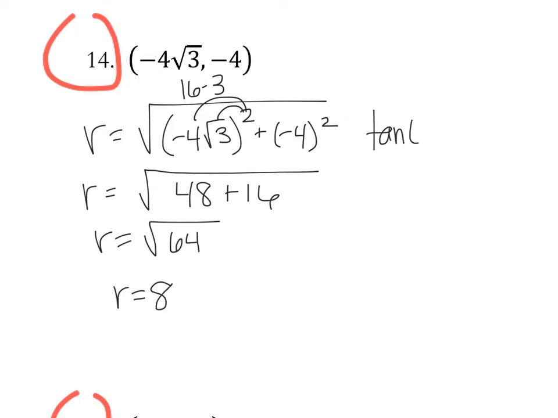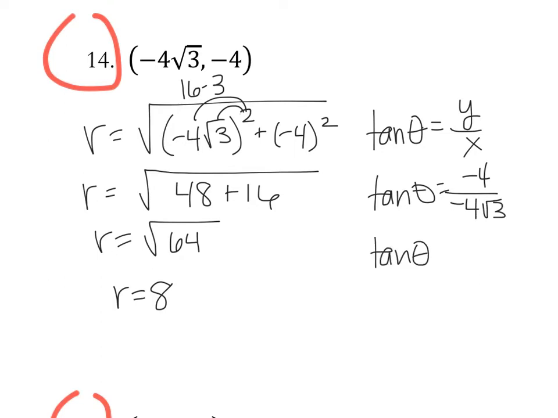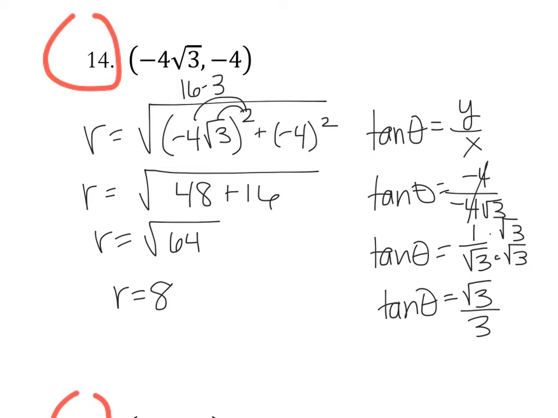And then to find tangent of theta, we're going to do y over x again. So tangent of theta is equal to negative 4 over negative 4 radical 3. And I get tangent theta is equal to, those are going to cancel, and we'll get positive 1 over radical 3. But that's not on your plate, so you need to make sure you rationalize it. And you get tangent theta is radical 3 over positive 3.